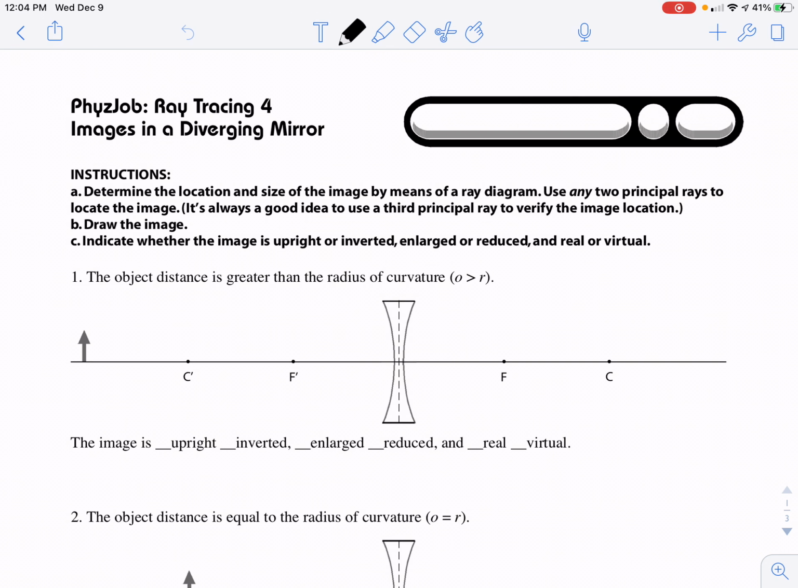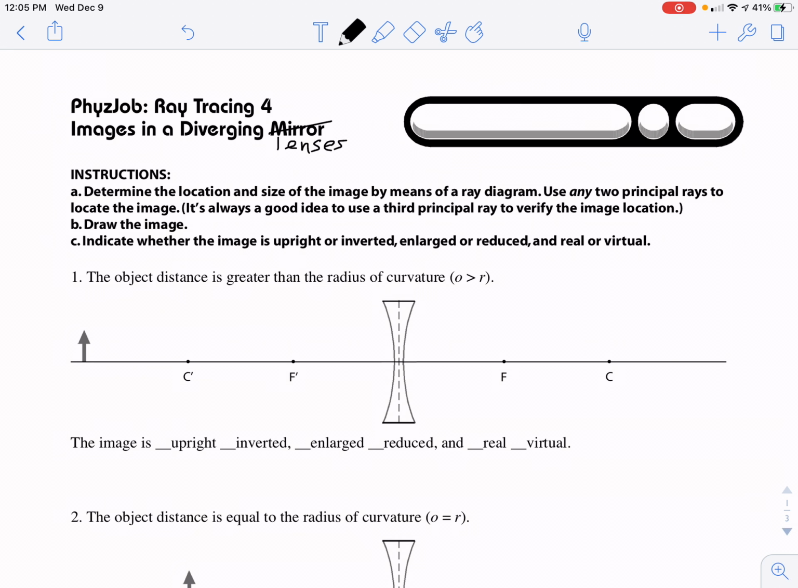Hello and welcome back. In this video, we're going to be taking a look at how to draw ray diagrams for biconcave or diverging lenses. Now this is a typo. It says diverging mirror. This is a diverging lens.